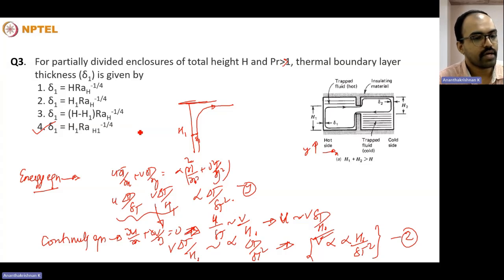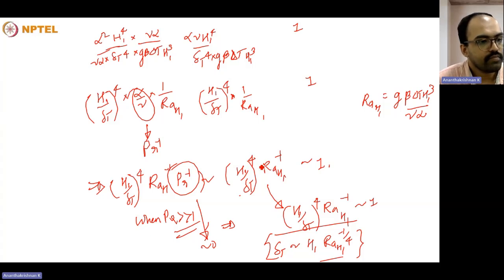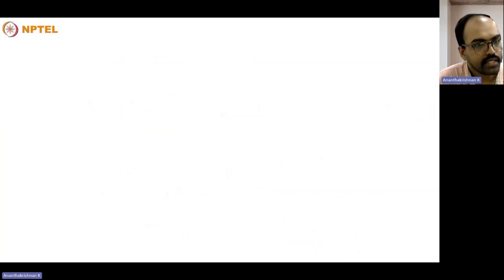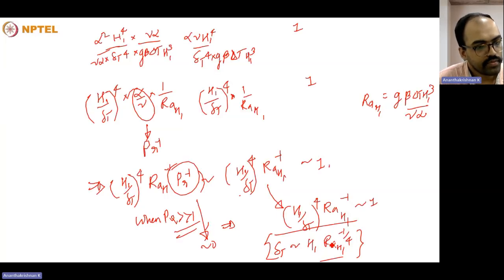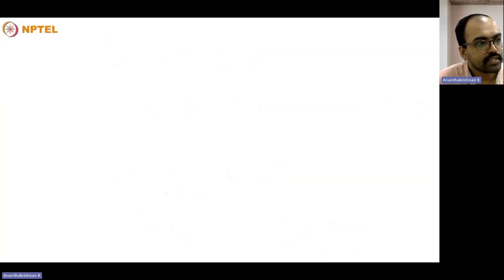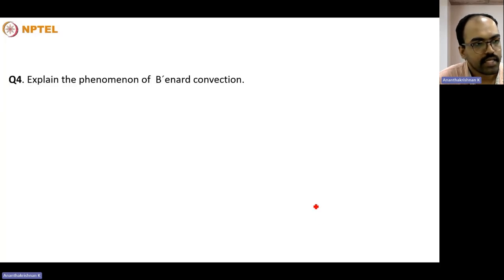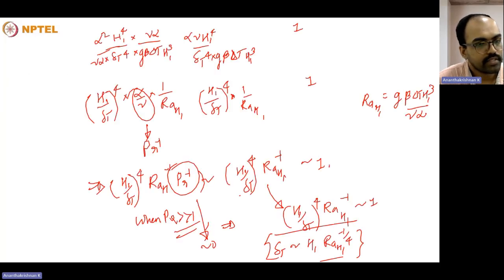So this is the case of a partially divided enclosure, using a scaling analysis. We have arrived at the order of the boundary layer scale: when the Prandtl number is very much greater than 1, the second term, the viscous term, dominates, and that will be coupled with the buoyancy term since it's natural convection. So in that case, delta T is of the order of H1 Ra H1 raised to -1/4. So this is an overall analysis that is quite similar to the analysis that we have seen in the previous classes, and we just extend it. That's it.